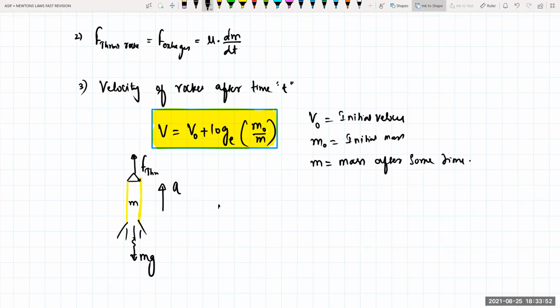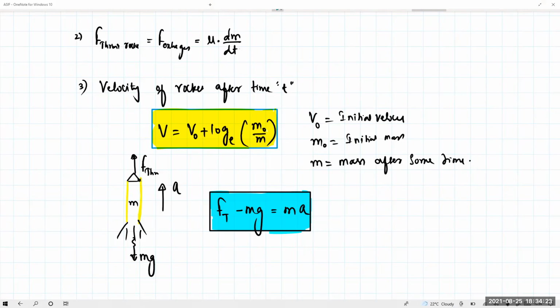How do you write the equation, beta? F thrust minus mg will be equal to mass into acceleration. Because it is accelerating in the upward direction, F thrust must be equal to ma plus mg, or F thrust minus mg will be equal to m into a. Clear, beta? That was about your story related to Newton's laws of motion.